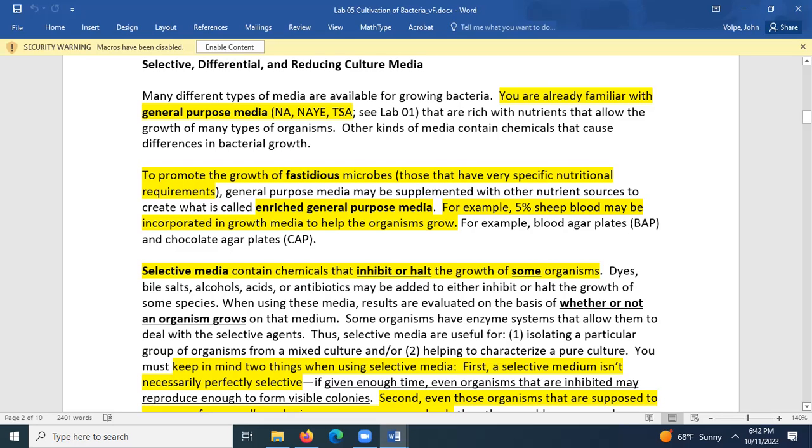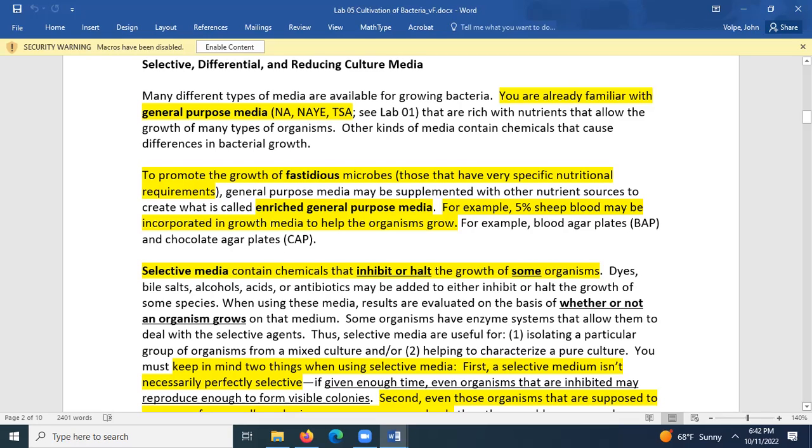And the blood supplies the nutrients for many fastidious organisms to grow, like Streptococcus pyogenes or Neisseria gonorrhoeae. They require blood agar plates to grow because they just don't grow on general purpose media. Any question about any of that?